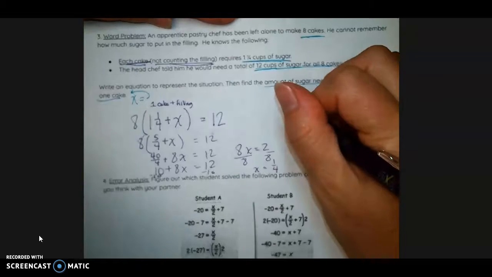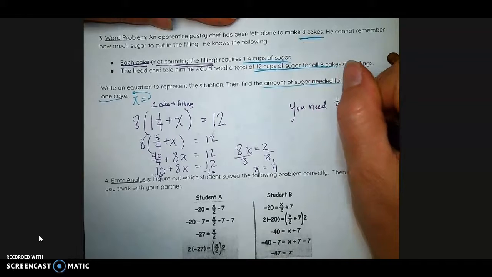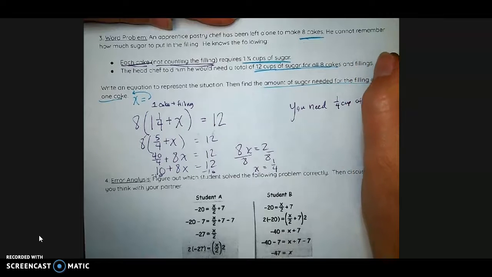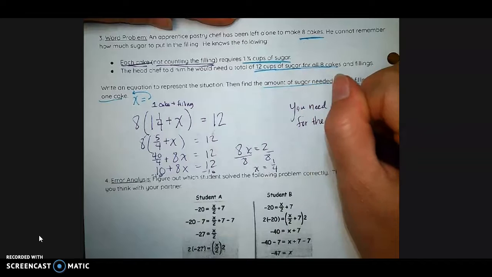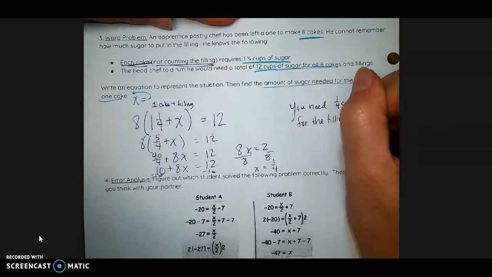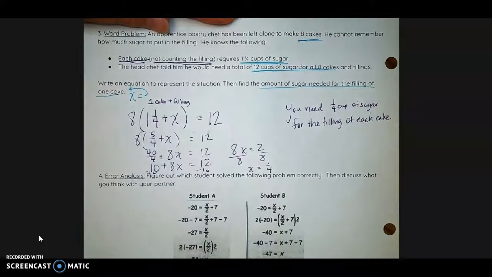So for the filling, you need 1/4 cup of sugar for the filling of each cake. That one you might want to go back and rewatch or slow down.